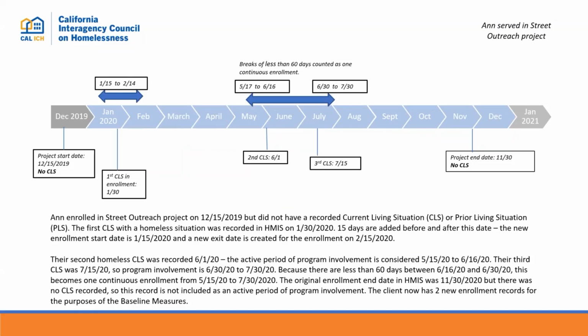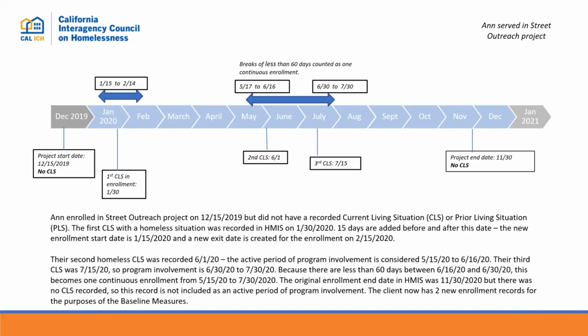The active period of program involvement is considered to be May 17th through June 16th. Their third CLS was on July 15th. So program involvement is June 30th to July 30th. But because there are less than 60 days between June 16th and June 30th, this becomes one continuous enrollment starting on May 17th and ending on July 30th.